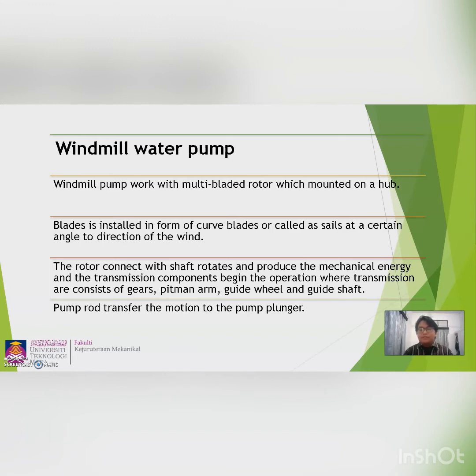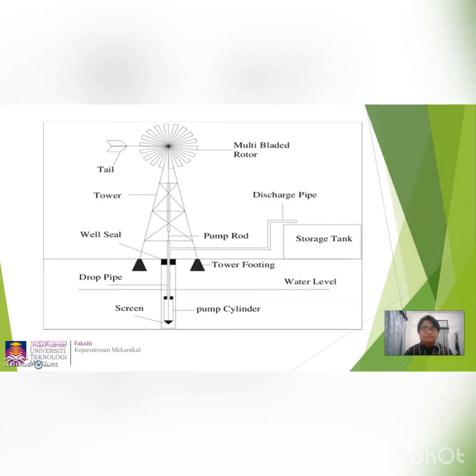begin the operation, where the transmission consists of gears, pitman arm, guide wheel and guide shaft. The pump rod transfers the motion to the pump plunger. This is the diagram for the windmill water pump.